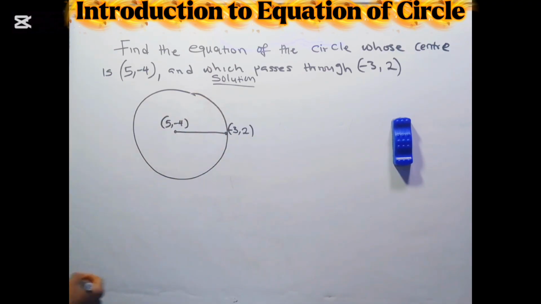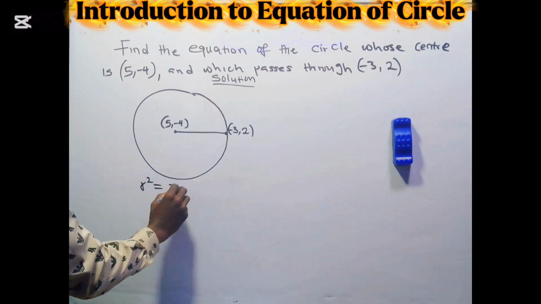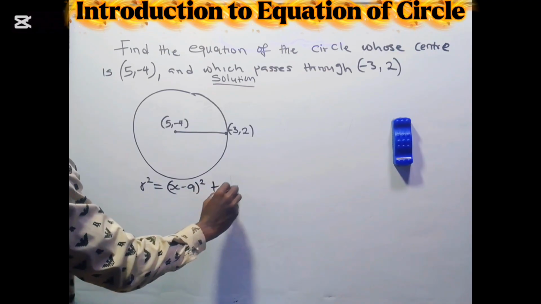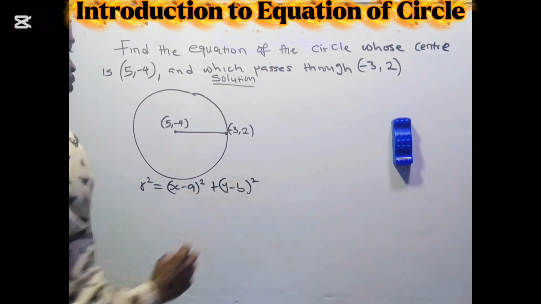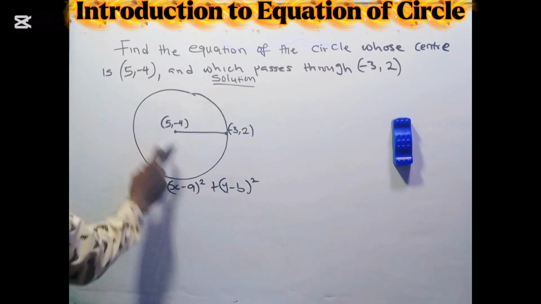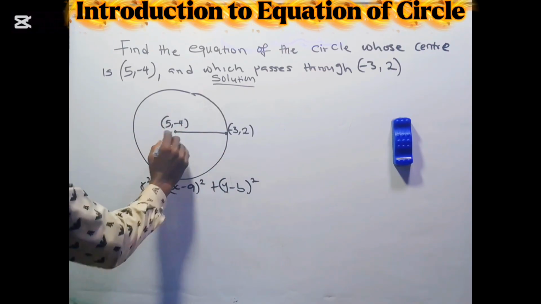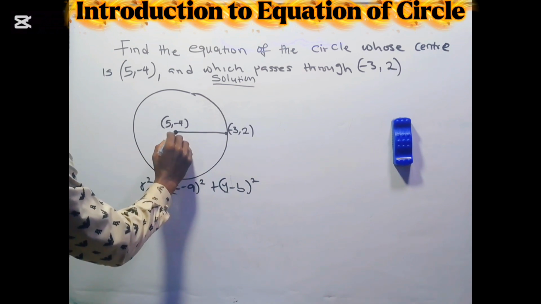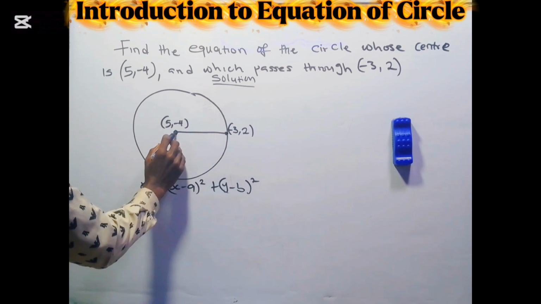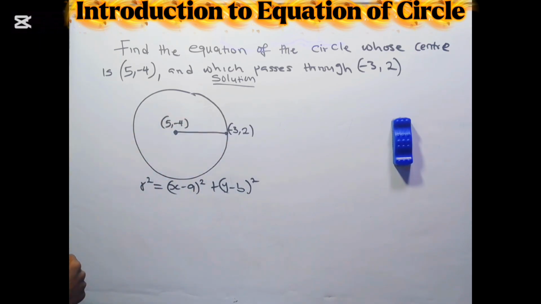Now, how do we find the equation of the circle? The equation of the circle remains r squared equals (x minus a) squared plus (y minus b) squared. We have our center, which is a as 5, b as minus 4. But what is our radius? To find the radius is simply the distance from the center to the circumference, which is the coordinate (5, minus 4) and (minus 3, 2).